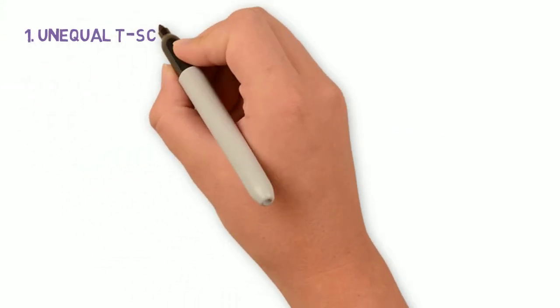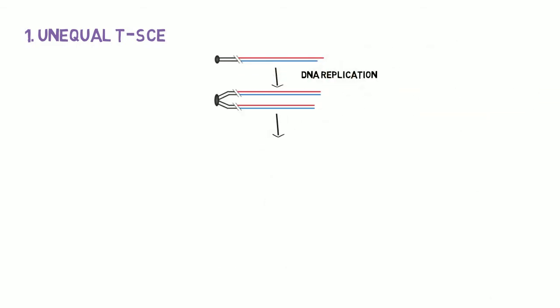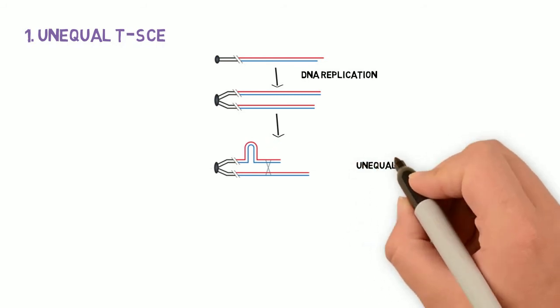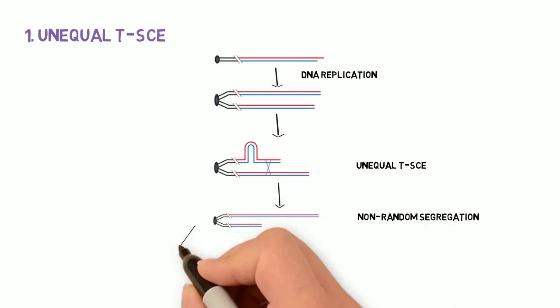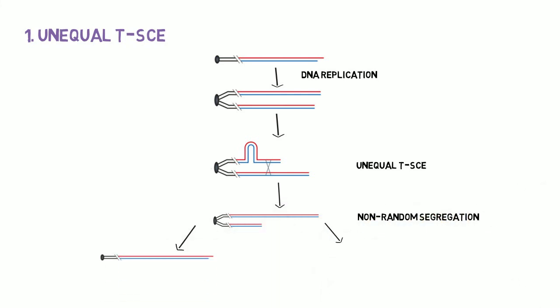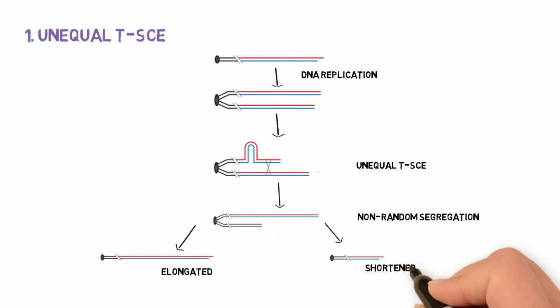In unequal TSCE, after DNA replication, there's an unequal exchange of telomeric DNA between sister chromatids, resulting in a lengthened telomere and a shortened telomere, provided there is a mechanism for segregating the two so that all the lengthened telomeres are in one daughter cell and all the shortened telomeres are in another. There could be unlimited proliferation of the cell population.